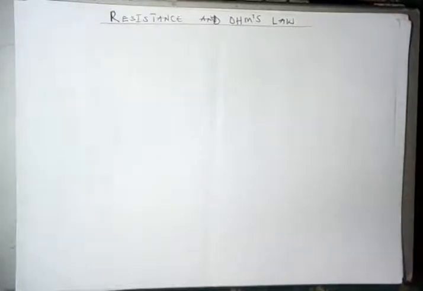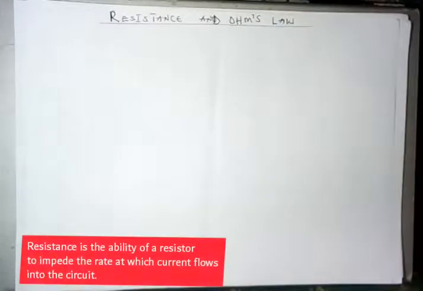In this class, we are going to be talking about resistance and Ohm's law. Though we've discussed resistance in our previous class, we were made to understand that resistance is a particular electrical component that resists or impedes the rate at which current flows into the circuit. So this time, we're going to be correlating it, the applications of resistance and Ohm's law in the electric circuit.